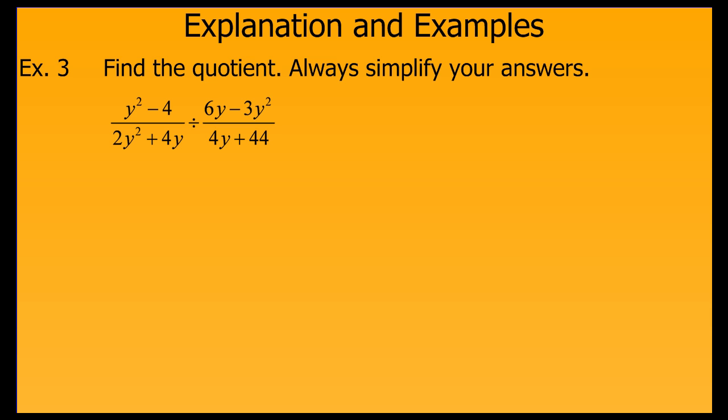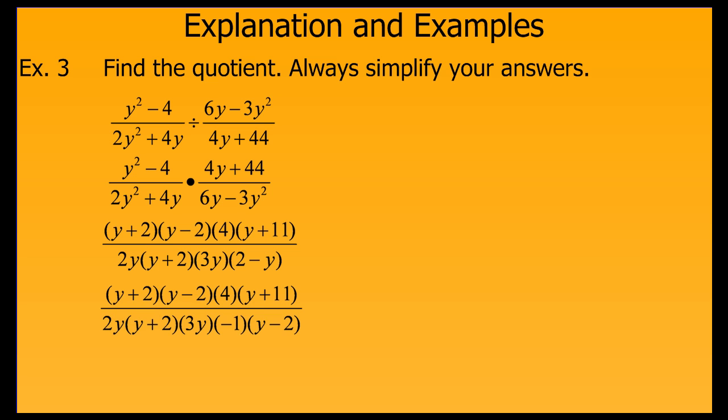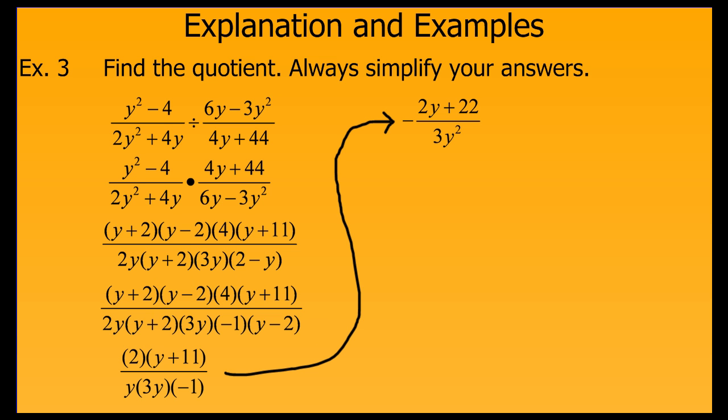Let's try another one. First, since it's division, we need to change it into multiplying by the reciprocal. Now we factor the numerators and the denominators. We now notice that we have y minus 2 in the numerator and 2 minus y in the denominator. So we factor out a -1 from one of them. I chose the 2 minus y in the denominator, but you could do it the other way, so that we have a common factor that we can eliminate. Now we divide out all of the common factors. If we pull the -1 out in front, that leaves us with this. This is in simplest form.